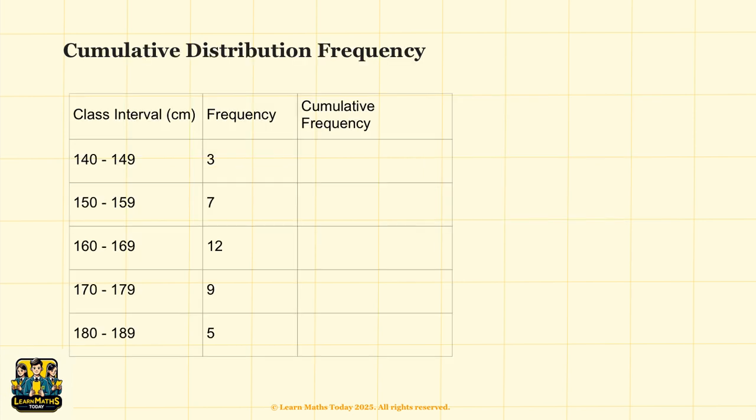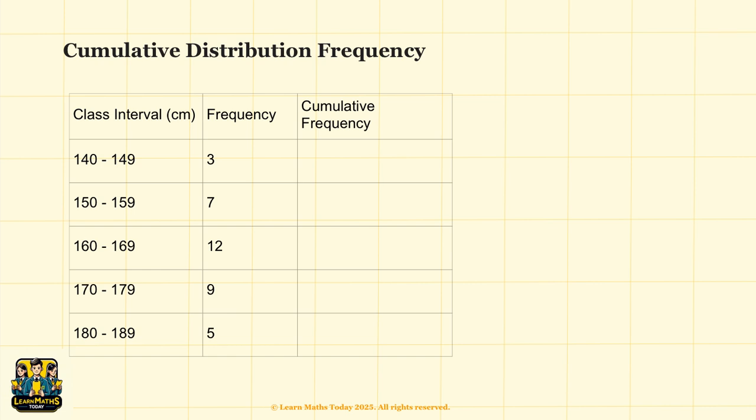Now, this is an example of a frequency table. The first column represents class intervals, which group the data into ranges. The second column represents the frequency, the number of values that fall within each range. This table is our starting point before we construct a cumulative frequency table and graph.